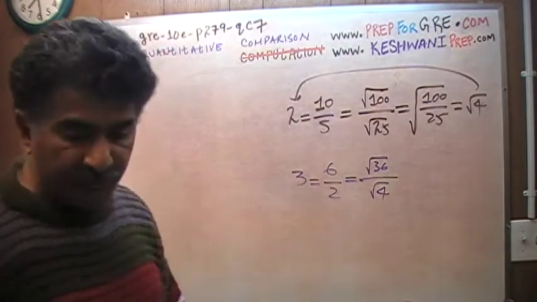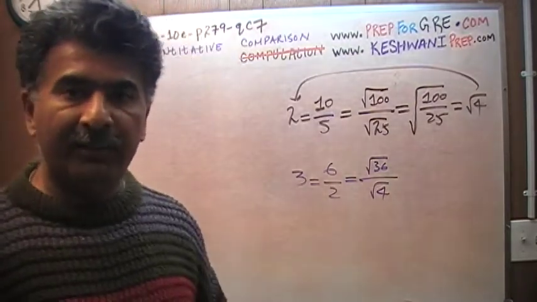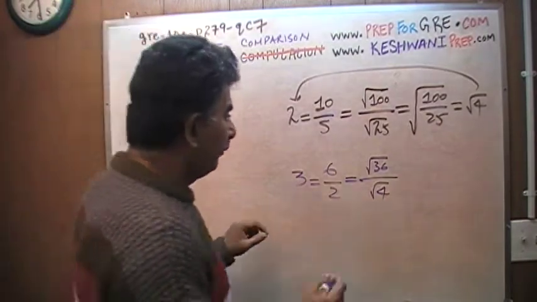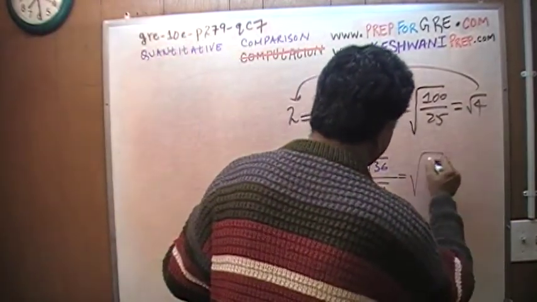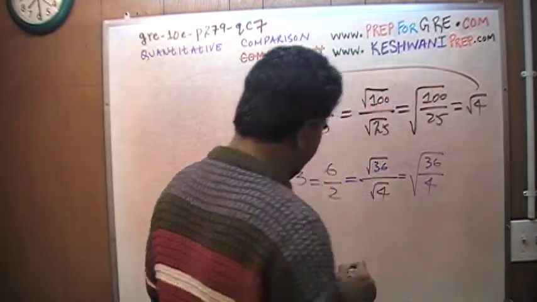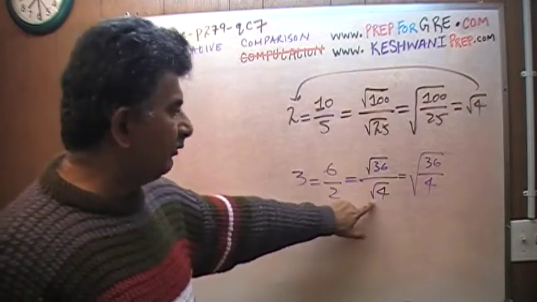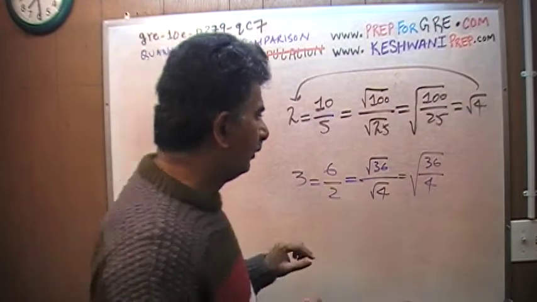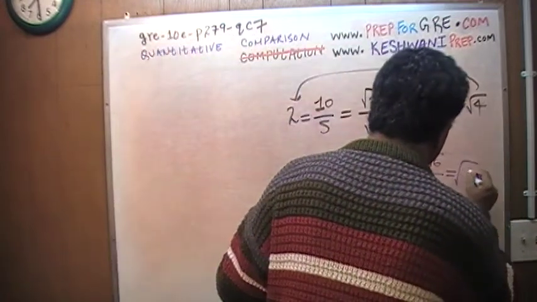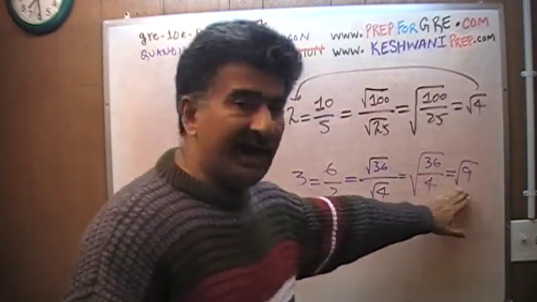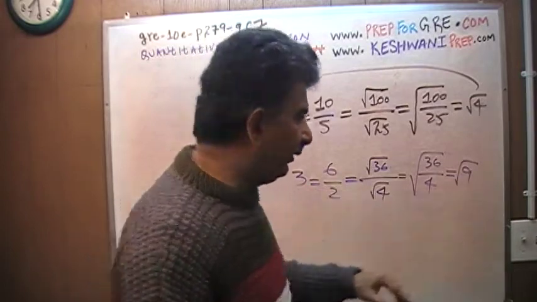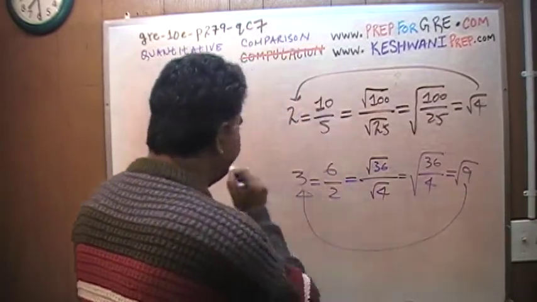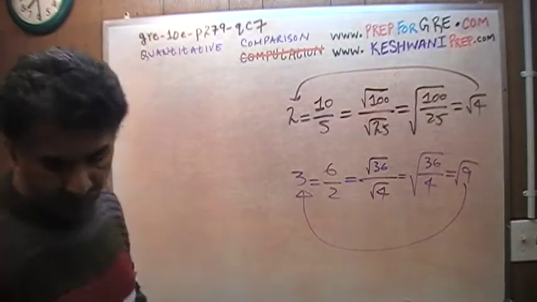This is one way to do this, which is again to figure out the numerator and denominator separately, or I could put them together from the very beginning. The square root of 36 divided by the square root of 4 is the same as taking the square root of 36 over 4. And since 36 divided by 4 is 9, of course the square root of 9, as we all know, is 3. There you go. So that's what we're going to do here.